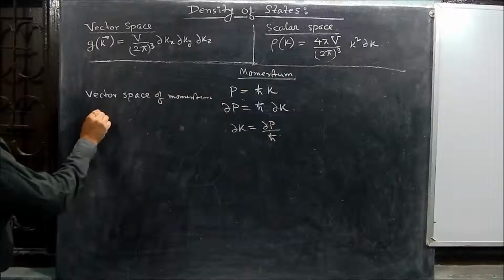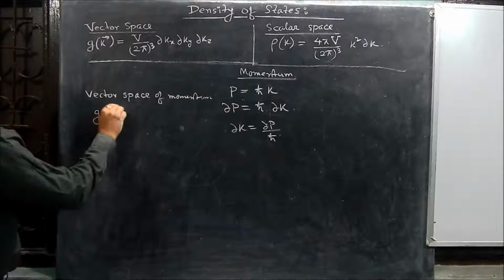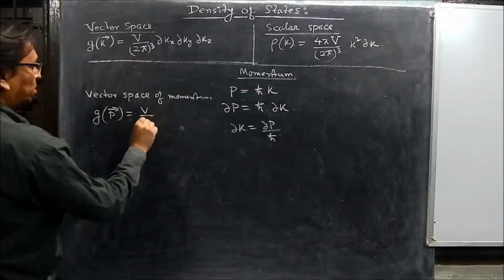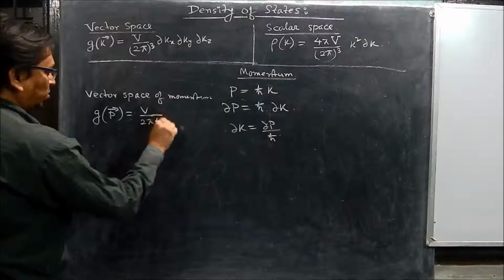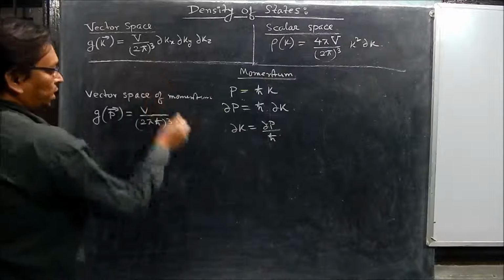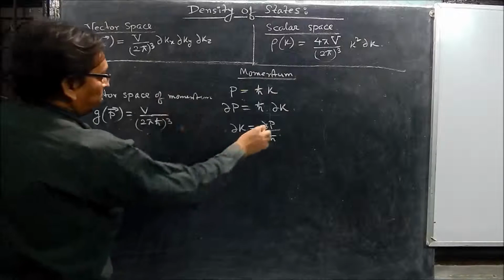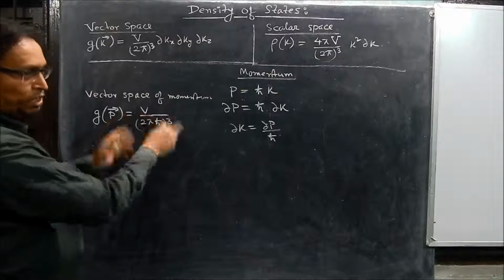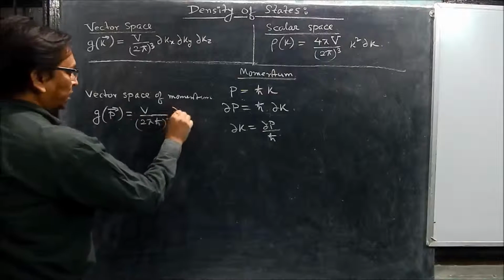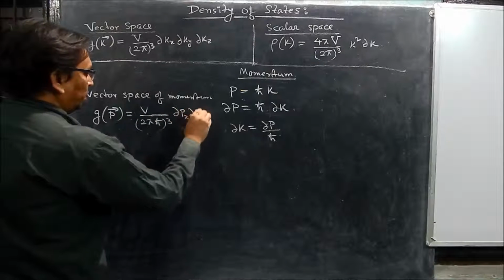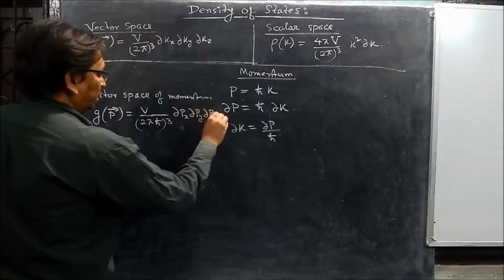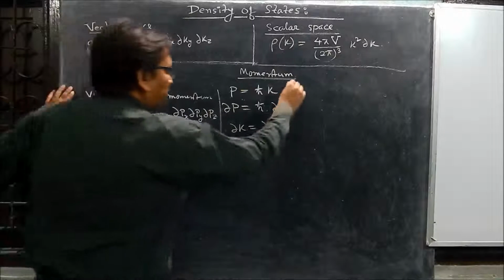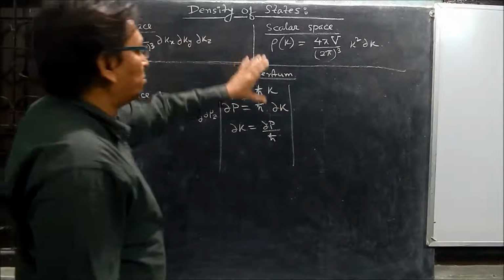The vector space of momentum is given by G of p, and this will be V by 2 pi h bar whole cube. del kx will be equal to del px by h bar, so I have already kept h bar cube here, and this will be del px del py del pz. So this is the vector space of momentum.